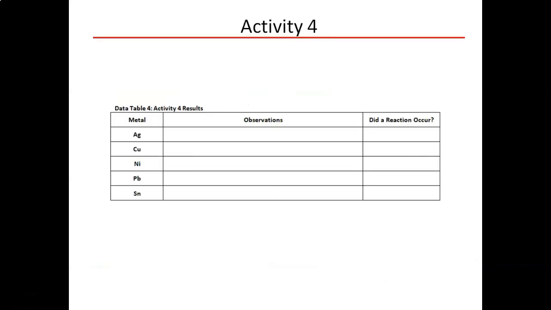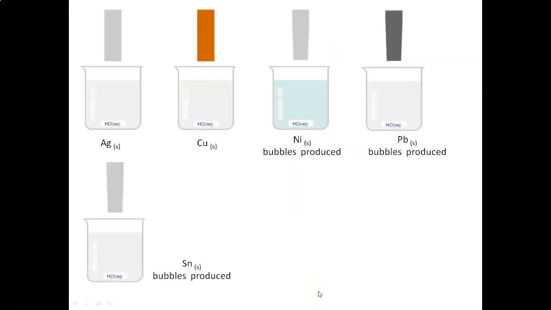Now for activity 4, we're going to place our metals into an acid. And when we do, these are our observations. We have bubbles with some of them, so you can record your observations. And now you'll use the techniques that we looked at for activity 1 and 2 to analyze the observations that you got for activity 3 and 4.